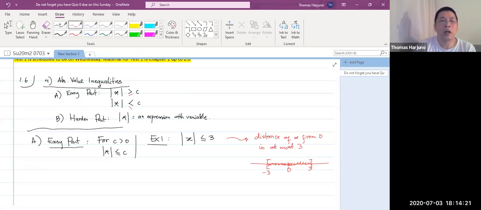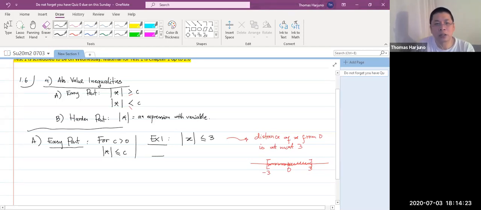Okay, now because of that interpretation, the next line for this inequality will be: x must be between -3 and 3 inclusive. Notice that that's for absolute value less than or less than or equal to a positive number. It has to be a positive number. Now, what happens later on if it is 0 or negative? We'll take care of that later. Okay, but let's see first.